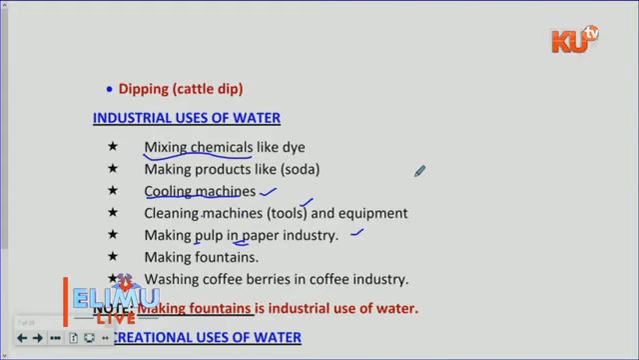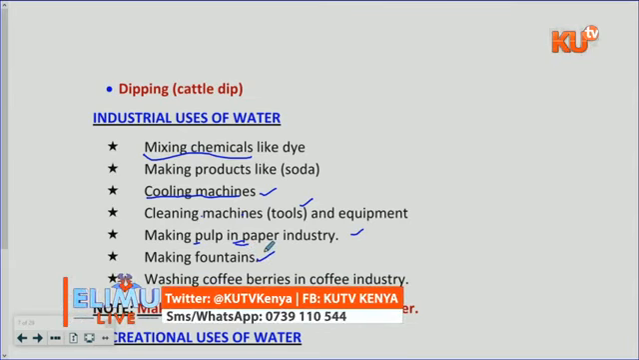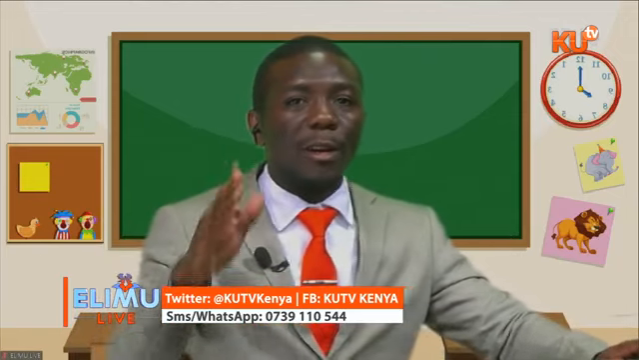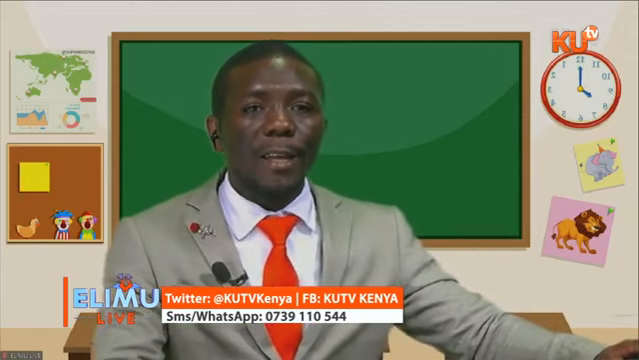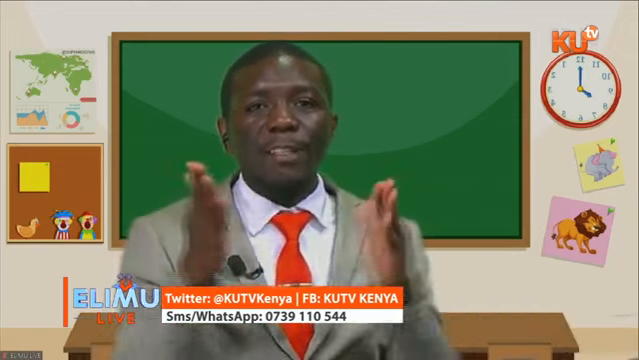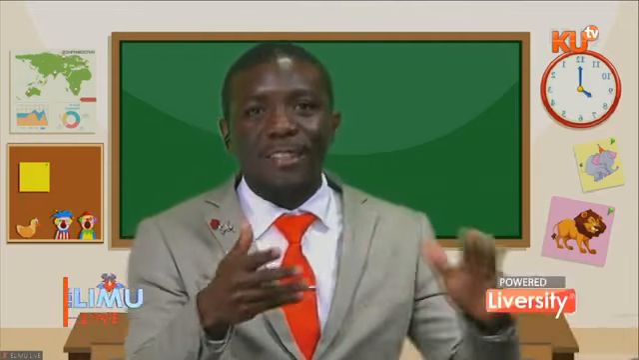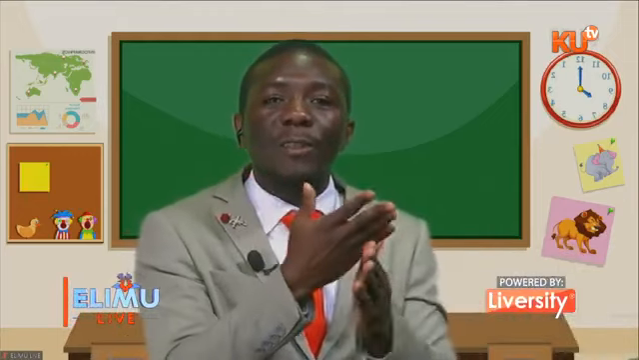The other use of water is making fountains. And this one is where many candidates make mistakes and where many examiners know it brings a lot of challenge to learners. Making fountain. A fountain creates beautiful scenery. When you visit some places like Two Rivers Mall in Nairobi, you'll find that there is some water. We have even got dancing fountains, water dances. They make different pictures and it can dance. They use water to create those things so that it can dance.